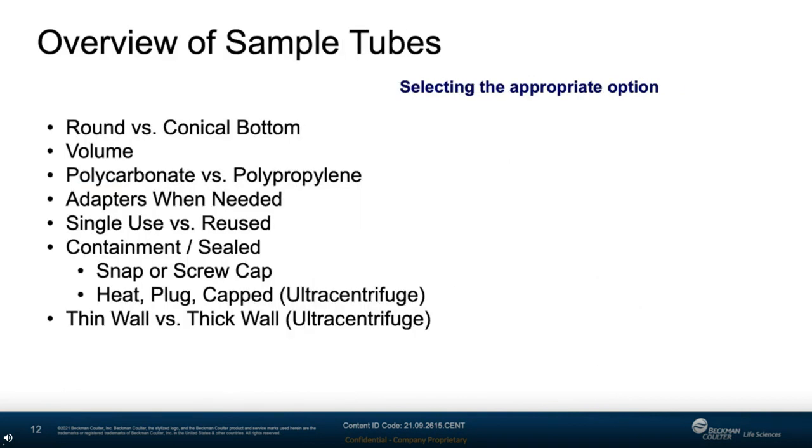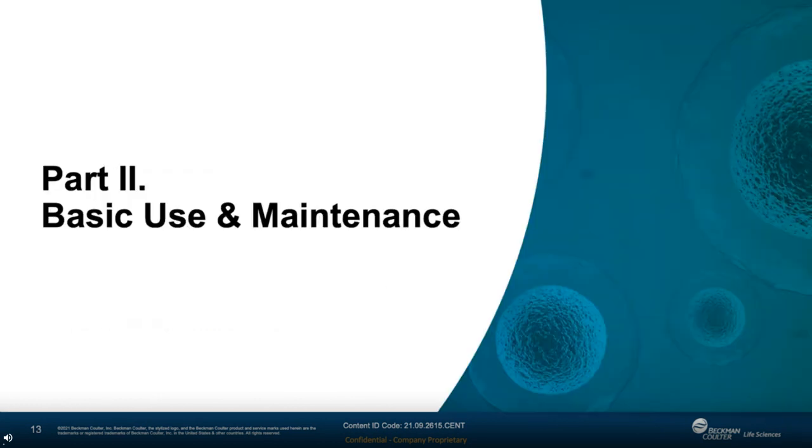What tube to use has more options than any other centrifuge consideration, and some of these features relate to safety issues. Volume to be processed and product to be collected are key considerations performed by every user. But tube material, reuse of tubes, proper adapters, and the ability of the tube to contain spills all affect biosafety and should be considered. Part 2, basic use and maintenance.